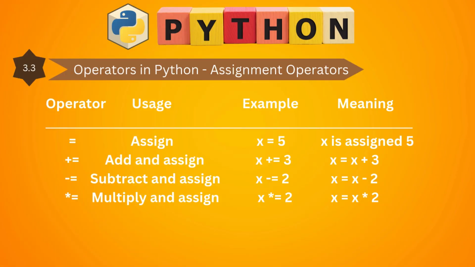Let us move on to assignment operators. There are 4 assignment operators. Equal to is assign, plus equal to, minus equal to, multiplication equal to. Plus equal to means if you write x plus equal to 3, it is x equal to x plus 3. So the number given after the equal to will be added to x, that 3 will be added. Like that, x minus equal to 2 is x minus 2, and x times equal to 2 is x into 2.